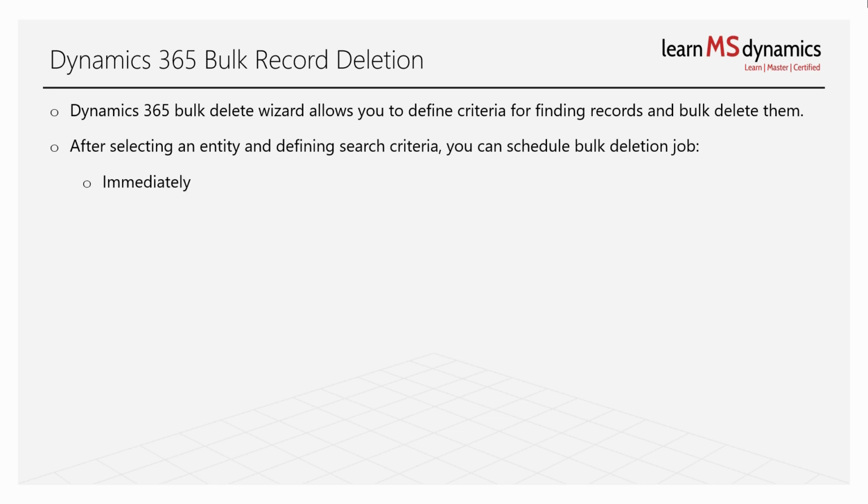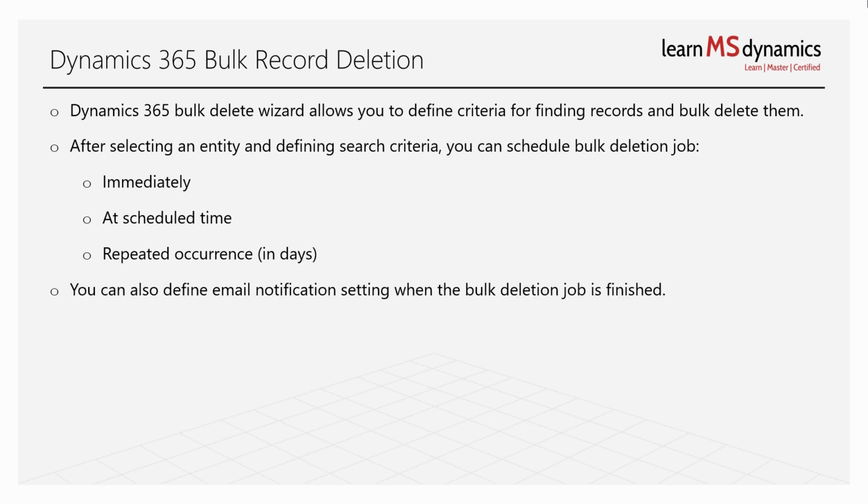Either you can run the bulk deletion job immediately, or you can schedule it for a specific time, or you can have it on repeated occurrences in days that you define. It is always recommended to schedule the bulk deletion job when no user is working, so there is no additional load on the system and users can work. When nobody is working, you might want to schedule the bulk deletion and then the system will delete all the unwanted records. And you can also define email notification settings.